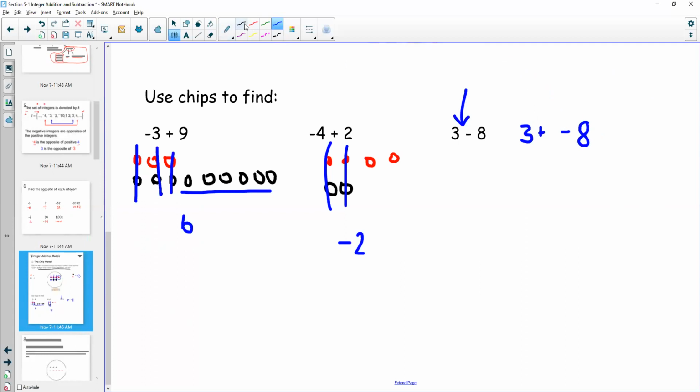So we're going to make 3 black circles, 3 positives, 1, 2, 3. And I'm going to make 8 negatives, 1, 2, 3, 4, 5, 6, 7, 8. And then I'm going to zero out my zeros. 1, 2, 3. What's left? -5. Okay? If you need to do more of these, you should just play around with it. If you have bingo chips at home, maybe you do. I do. But I could be the weird one here. Play around or make little shapes out of paper or something. But this is probably the most important model next to the number line here.